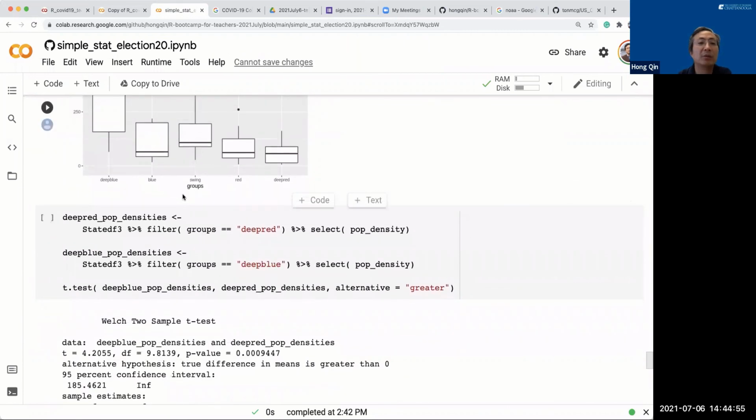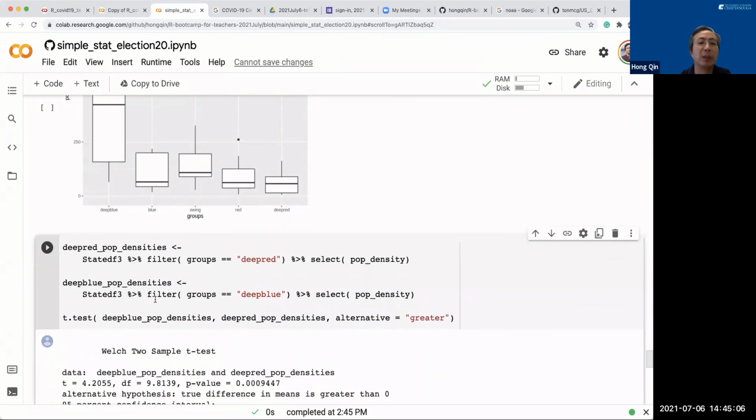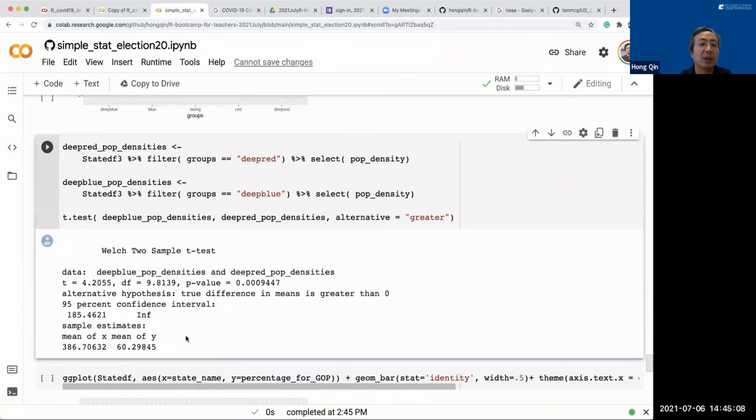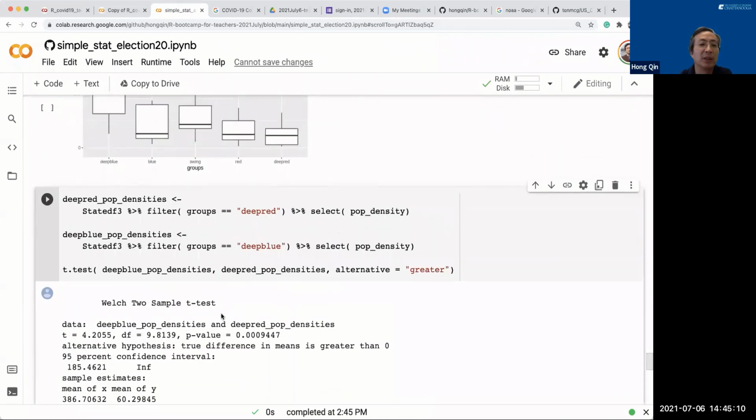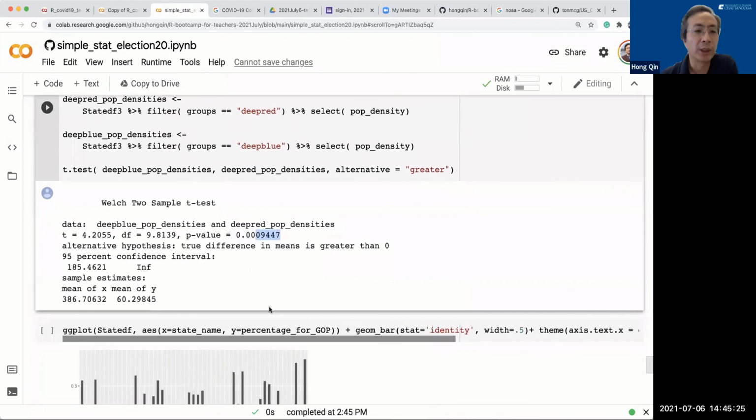We can also do a so-called t-test, testing the deep red population density against the deep blue population density. Obviously that's quite a significant difference there. It is a p-value of 9 out of 10,000, or 1 out of 1,000. So that's a very small chance this can be due to random.